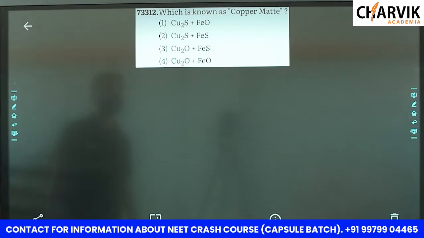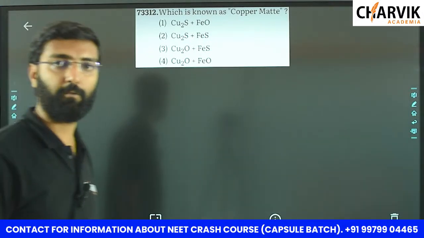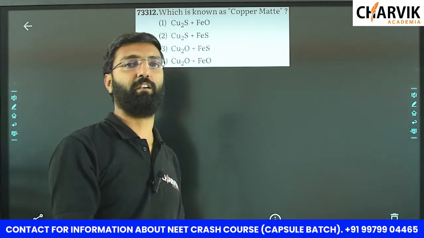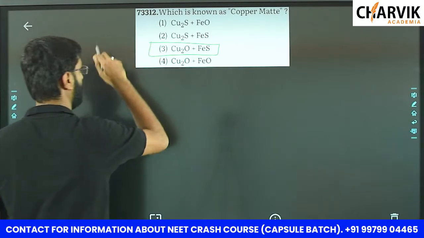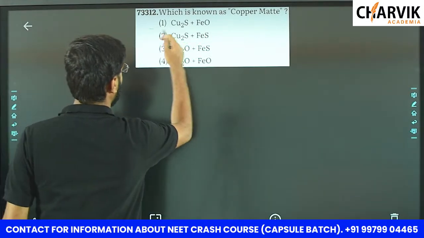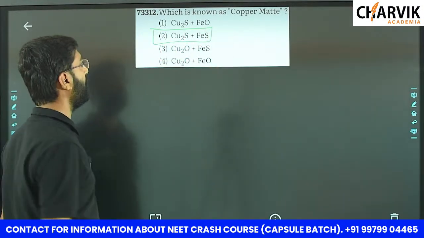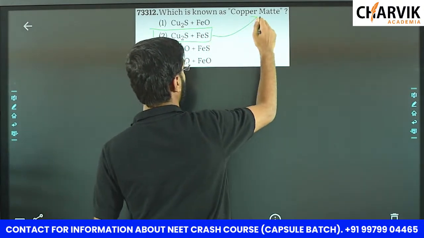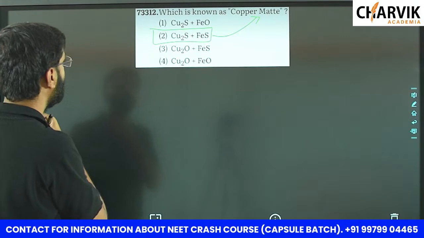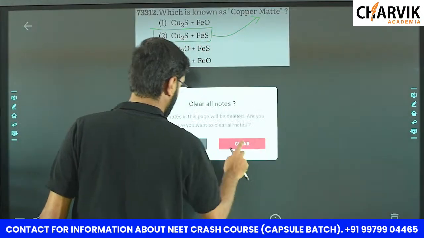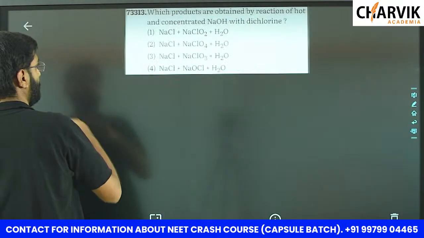Which is known as copper matte? A repeated question from 2021. Again, the answer is simple. A mixture of Cu2S and FeS is known as copper matte.